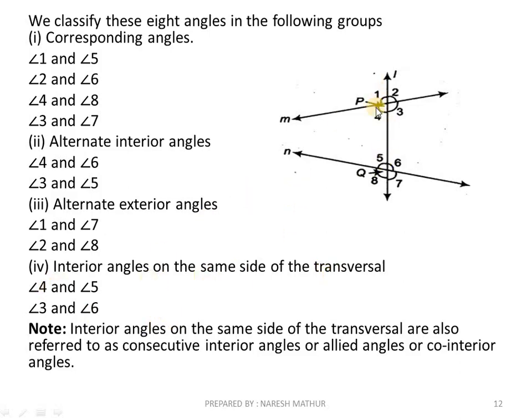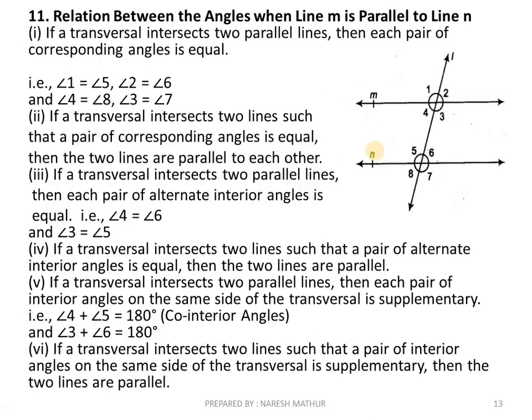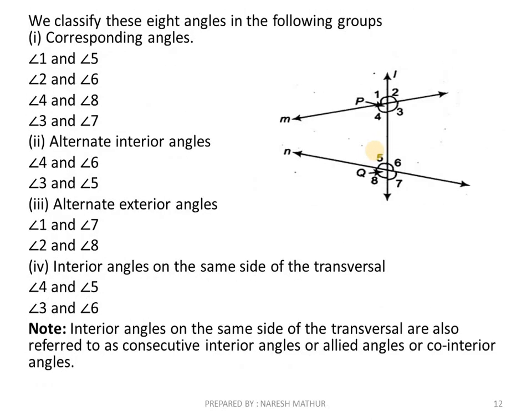These interior angles on the same side of the transversal are also called co-interior angles, and the sum of co-interior angles is 180 degrees if M and N are parallel. Now see here, in the previous one M and N are not given as parallel, so these are just the classification of these angles. It is not given that they are equal.